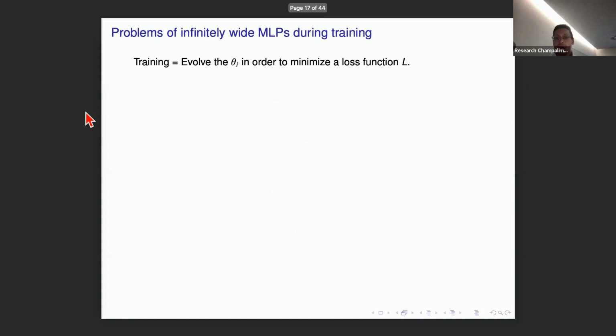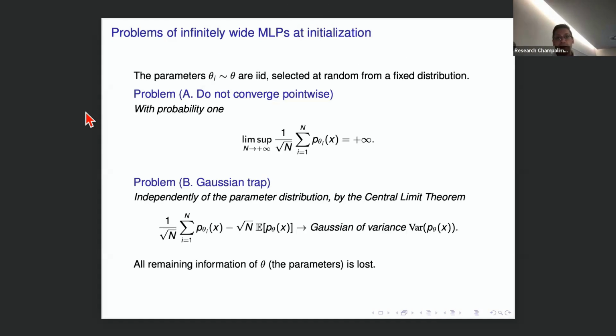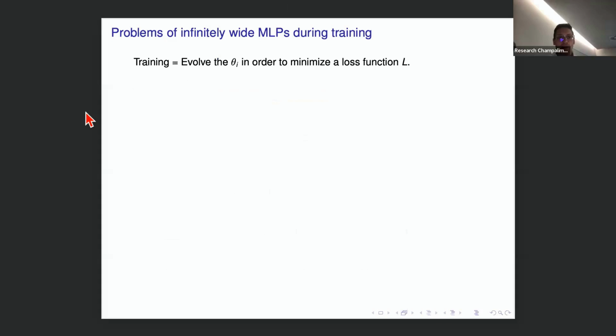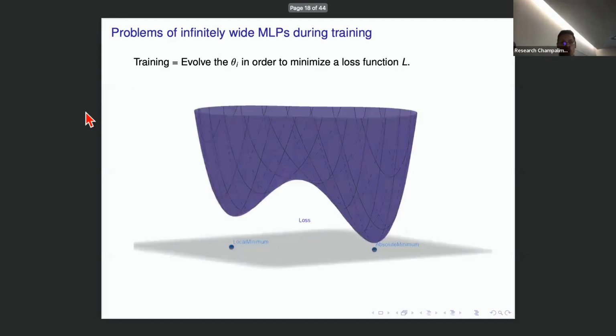Okay, so these are the two problems that I'm going to refer to that MLPs have at initialization in the infinitely wide limit. And now let's talk a little bit about training. So training corresponds to evolving the parameters that go into the perceptrons in order to minimize a loss function. So that's negative gradient flow, to minimize it in the fastest way possible. So I've pictured here a loss function that has two local minima. One of them is smaller than the other.